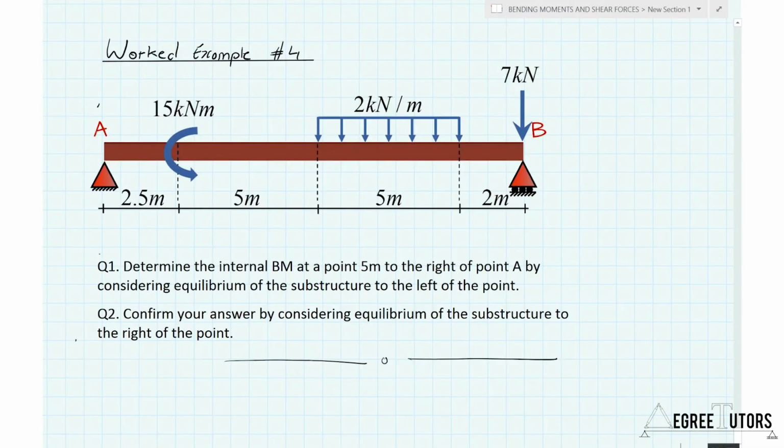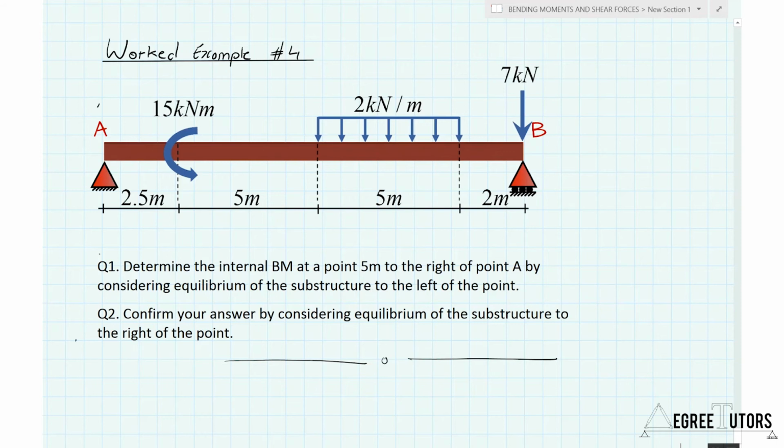Okay, so in this worked example, we want to work out what is the bending moment in this structure at a point 5 meters to the right of point A. Point A is the left support. And we're going to do that, first of all, by considering equilibrium of the substructure to the left of that point. Then the second question is to confirm the answer from question 1 by considering equilibrium of the substructure to the right of the point.